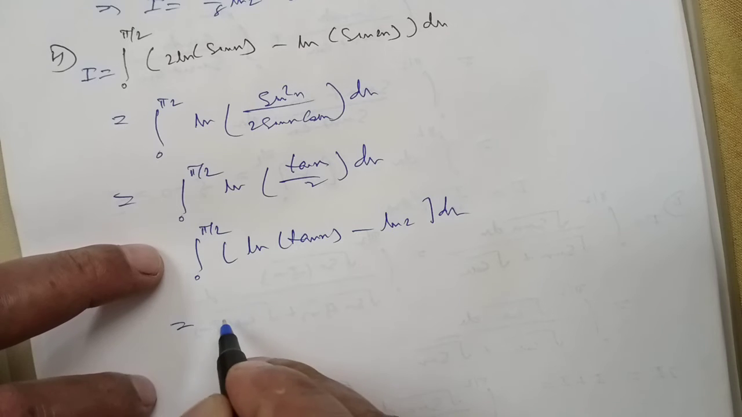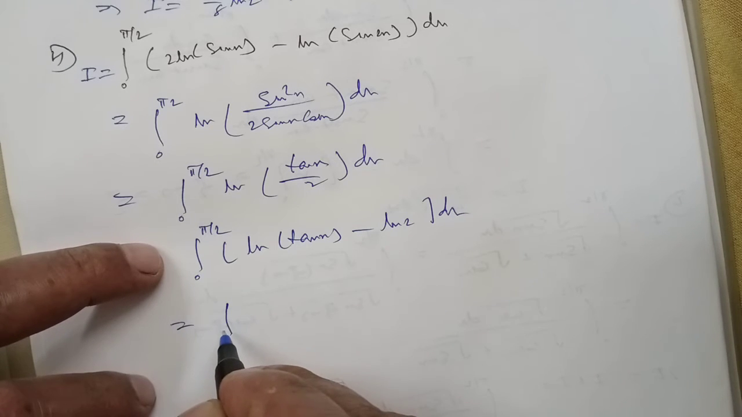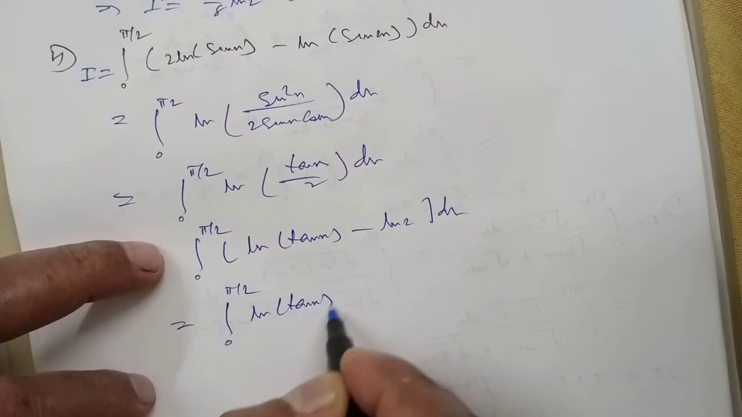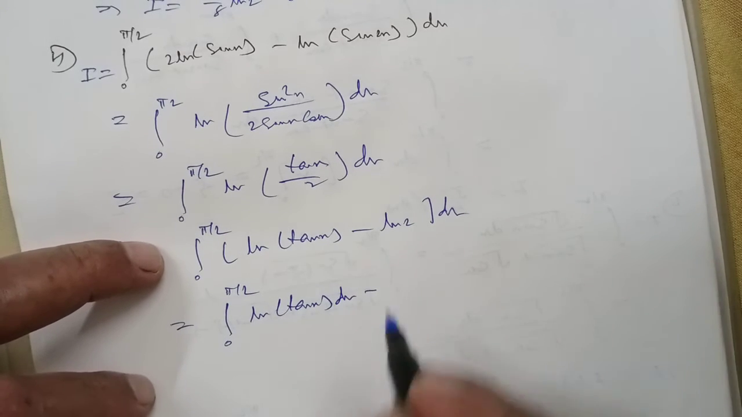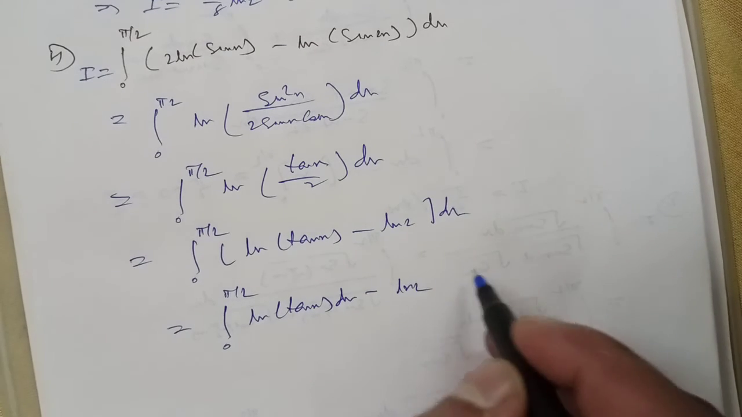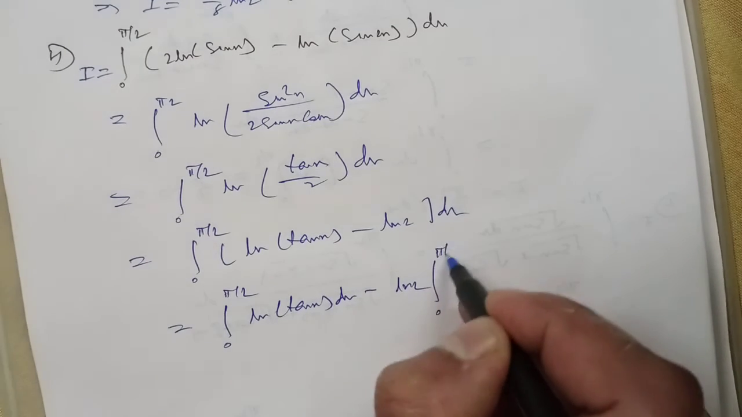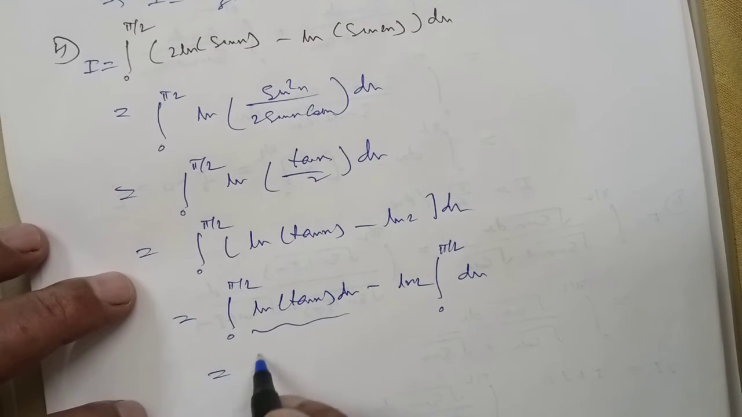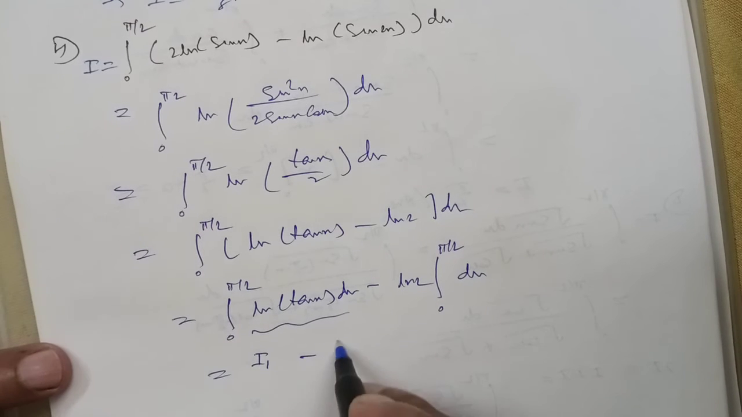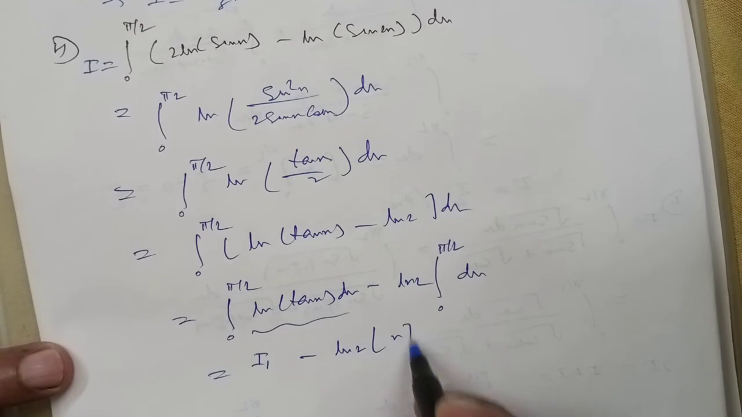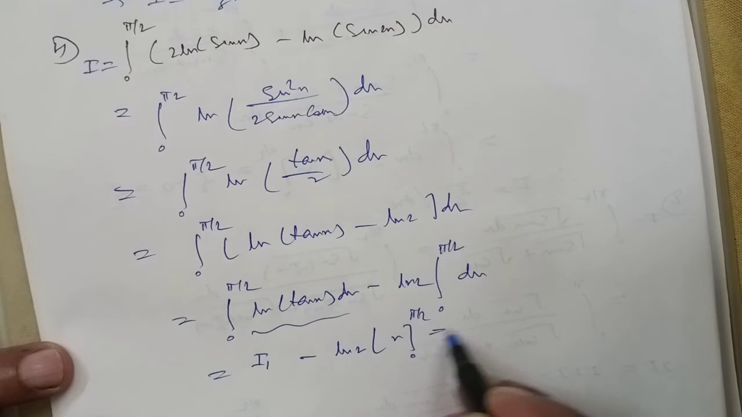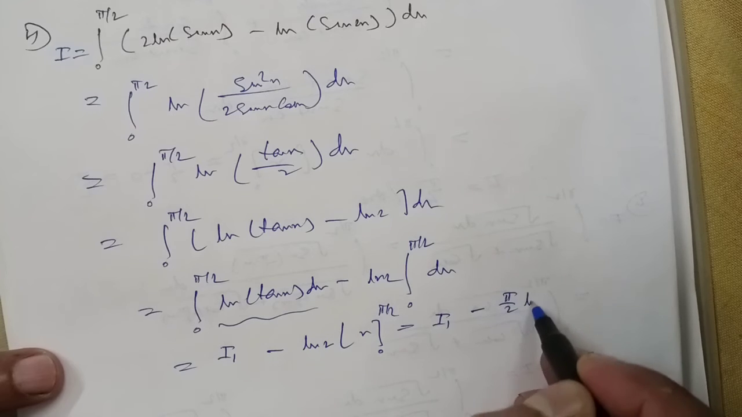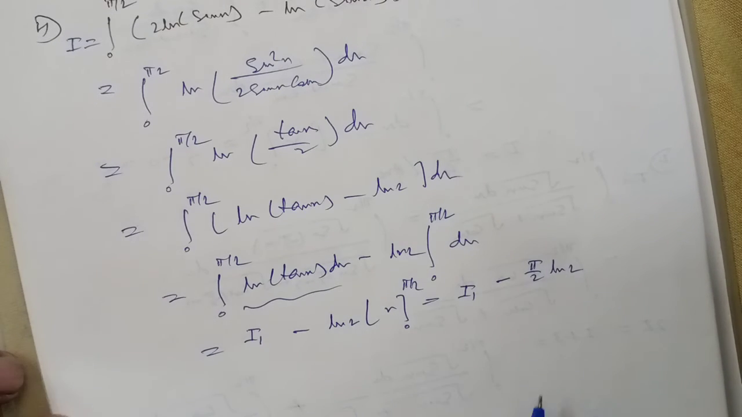Now integration 0 to pi by 2 of ln of tan x dx minus ln 2 integration 0 to pi by 2 dx. Now consider this integral as I1. Ln 2 times x from 0 to pi by 2. So finally you get I equals I1 minus pi by 2 ln 2.